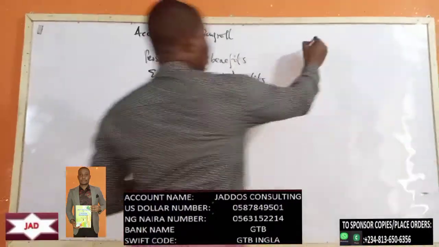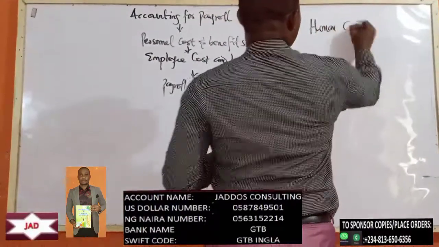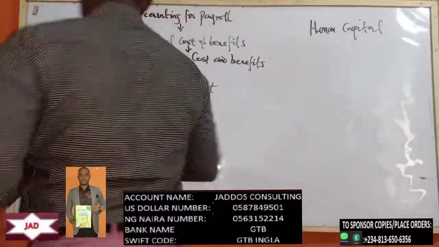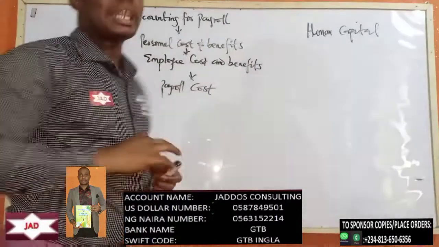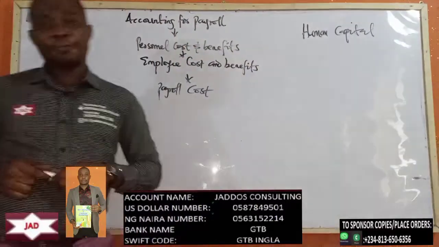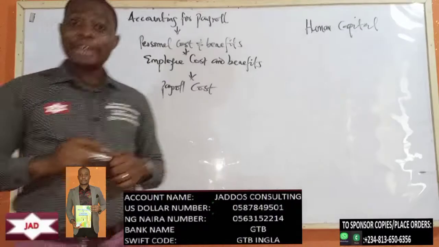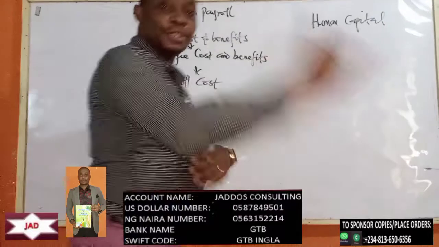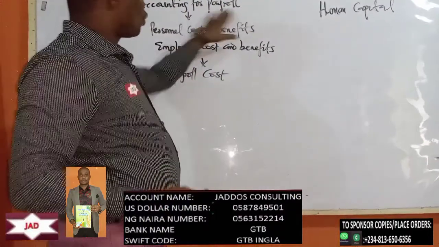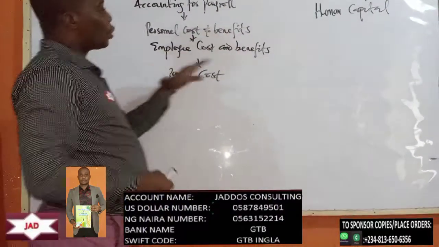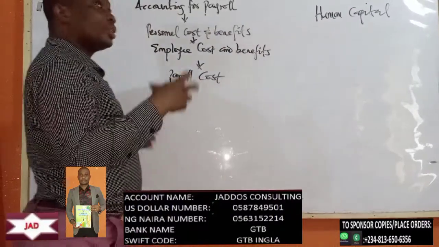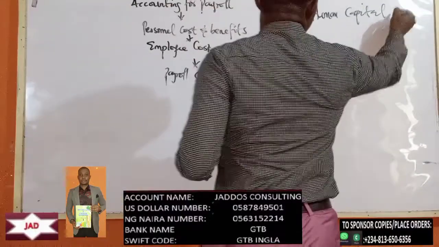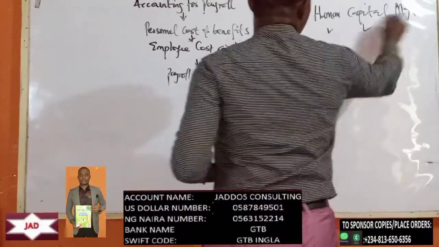Some organizations use human capital. Human capital represents the total workforce utilized to improve productivity by an organization or a business. So you hear human capital department, you hear human resource department, and all that. So typically, payroll, personnel cost and benefits, employee cost and benefits, or payroll cost, is typically a function of human capital management or human capital development.